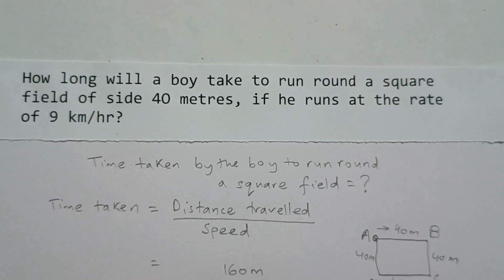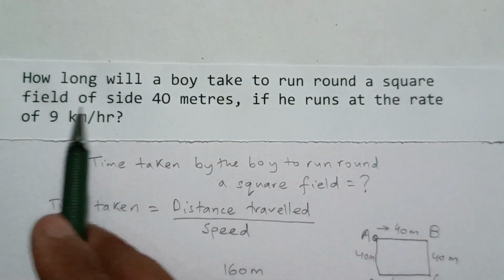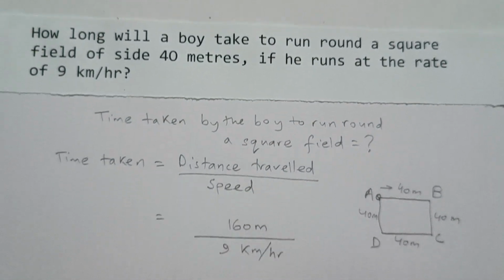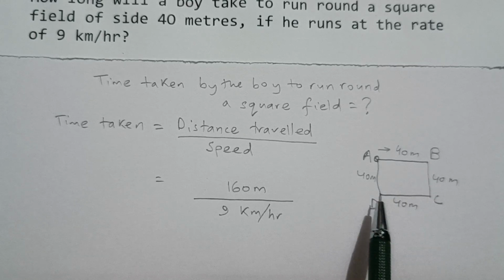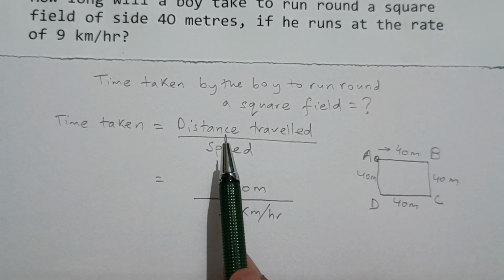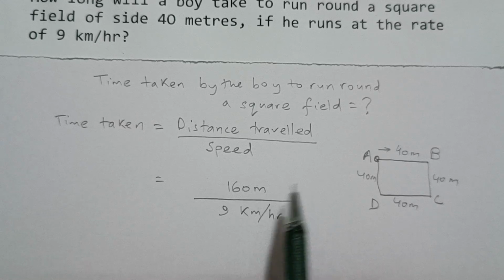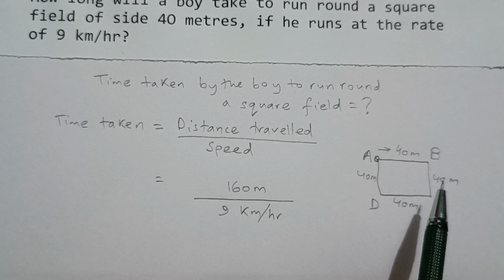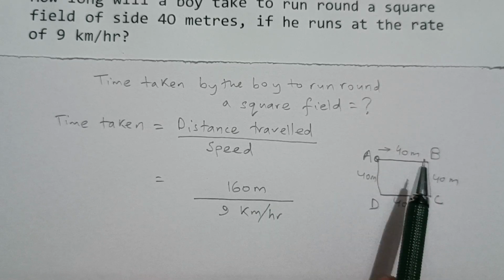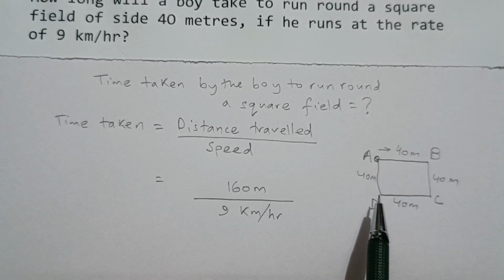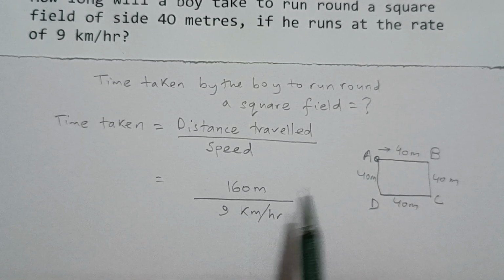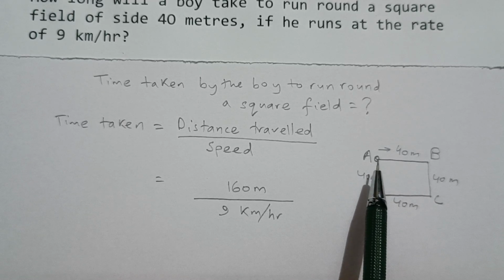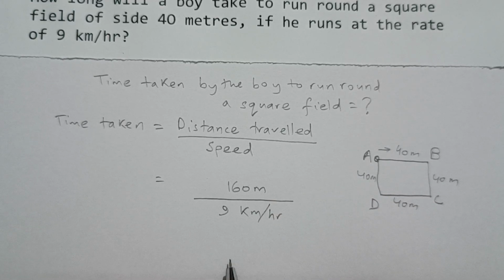Because in this question they are saying, how long will a boy take to run round a square field, to run round that square field one time. So if he runs round this square field one time, the distance traveled by him is 160 meters. 40, another 40, another 40, another 40. So 40 multiplied by 4, which is 160. So in order to run round this square field one time, he will cover a distance of 160 meters.